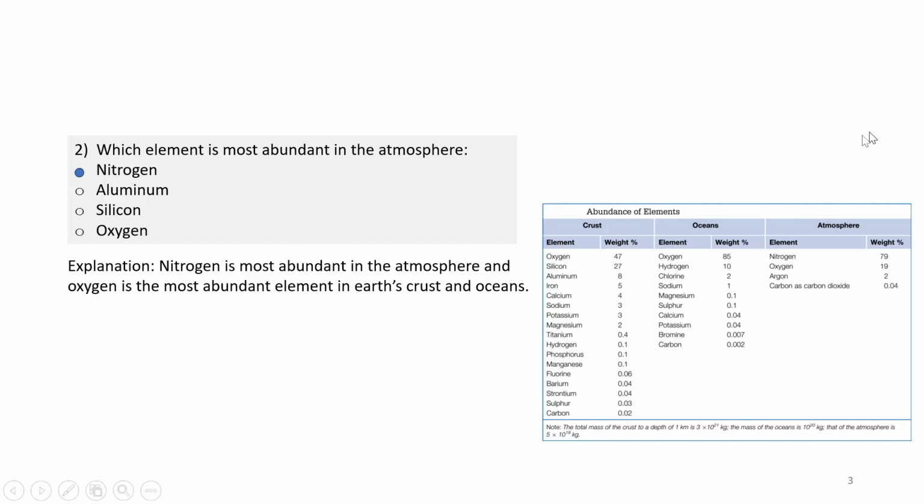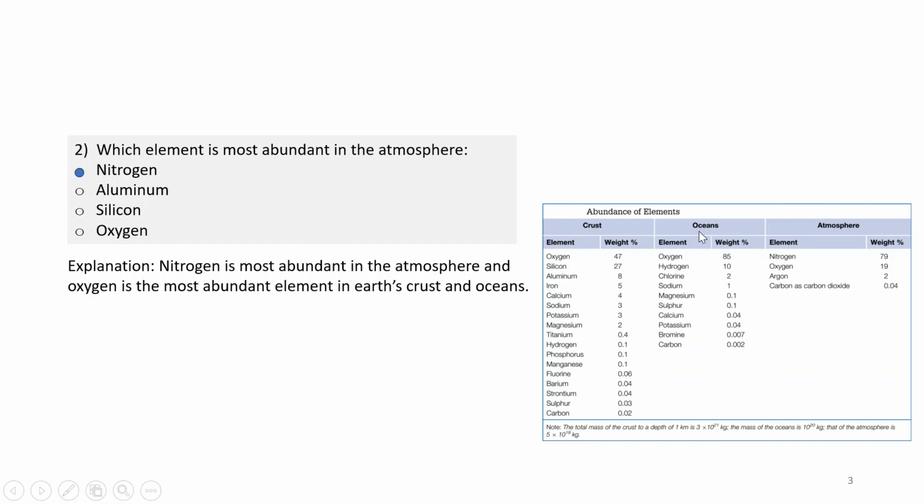So nitrogen is most abundant in atmosphere, and oxygen is most abundant element in Earth's crust and oceans. And from this table also you can see that oxygen is 47 weight% in Earth crust. Highest. After that there is silicon, then aluminum, iron, calcium. These are abundant, so these don't fall in rare metals.